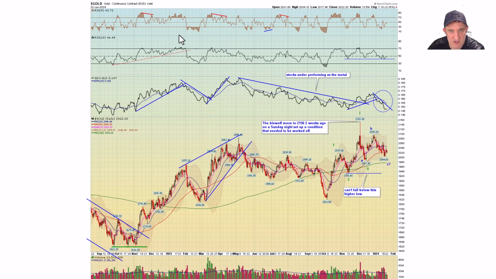And as far as the precious metal area, what can I say? Remember, what hurt gold was when it spiked up to that 2150 back in early December. When that happened, I knew right away, I'm like, all right, this gold area is now going to need to consolidate for a while. And that's what it's been doing. The problem here is the price of the gold or the commodity continues to underperform the stocks. This is the GDX-GLD ratio. It's been downtrending, continues to downtrend.